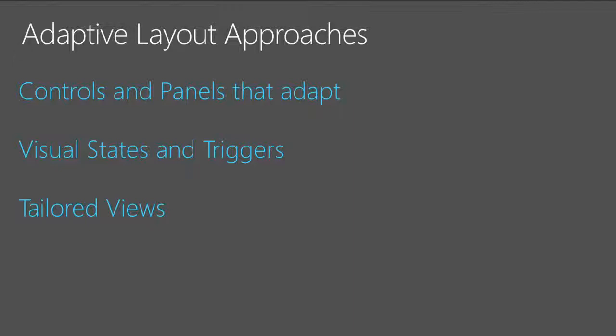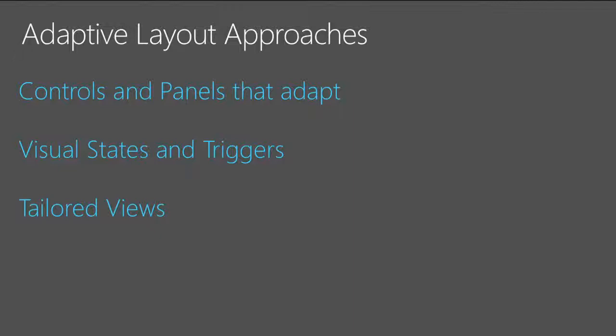The first layout approach is what we call controls and panels that adapt automatically. You can do that yourself, but a lot of the Windows controls in Windows 10 automatically realize, based on the screen size or device family, and automatically change their look and feel, or even their behavior. So it fits well with the design language for that particular device family. A common example, I'll show a quick demo, is Pivot. Pivot does this really well.